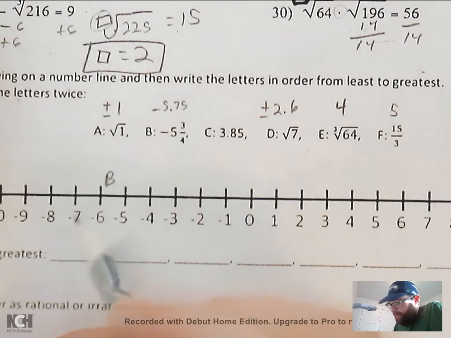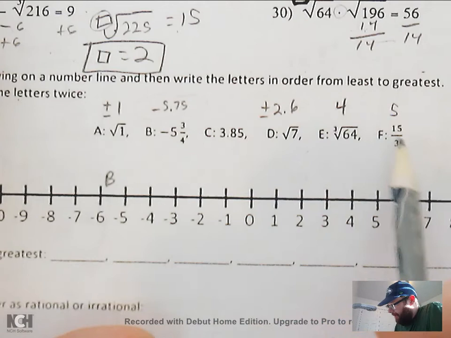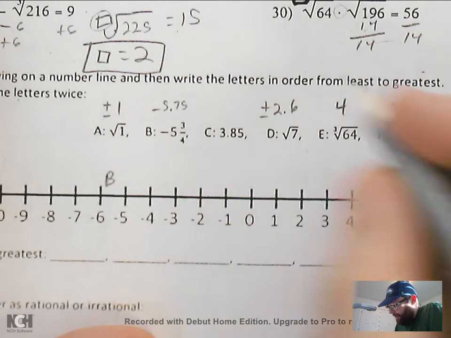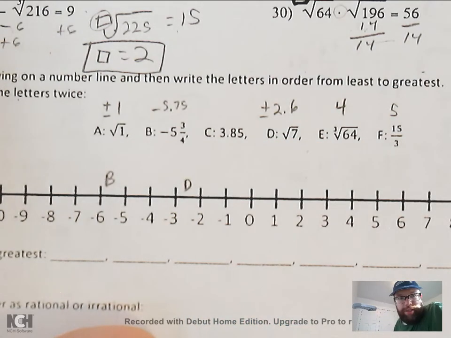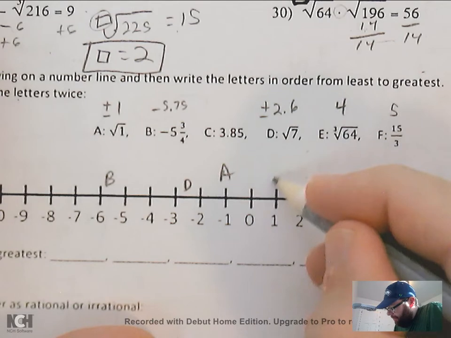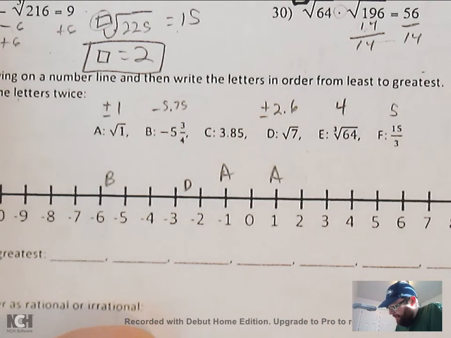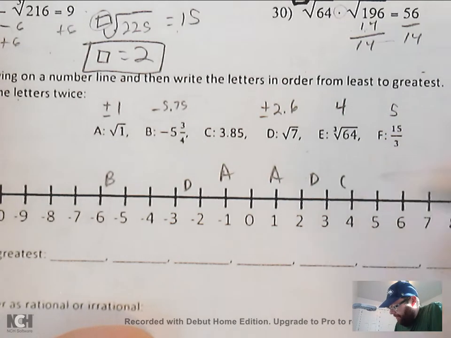Okay, so B would go almost to negative 6, right? Negative 5.75. And then the next least number would be negative 2.6. So that's about halfway to negative 3. So there's the first D. Remember, if there's a square root, you're going to have that letter repeat. Okay? And then the next least number would be negative 1, so A. And then the next one would be positive 1, which is A. And then the next one would be 2.6, so D. And then 3.85 would be right around there.